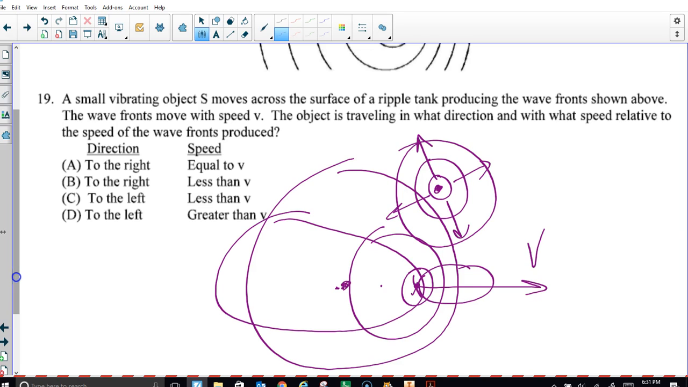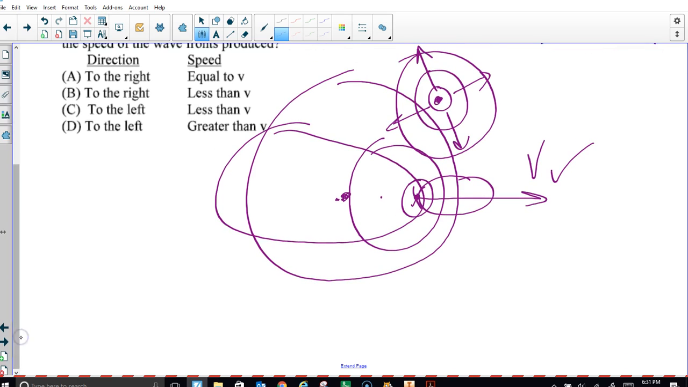So a small vibrating object, S, moves across the surface of a ripple tank, producing the wavefronts shown above. The wavefronts move with the speed v. Okay, so in what direction and with what speed relative to the speed of the wavefronts is it moving? Well, it's definitely moving to the right. Check.